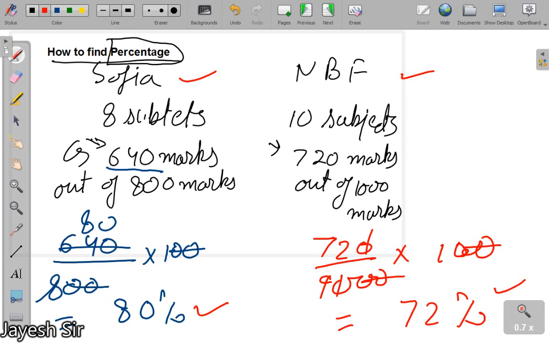Now we are clear that this girl from Sophia got 80% marks and the same class girl from NBF got 72% marks. Now we know that out of 100 marks, if the paper had been of 100 marks, this girl from Sophia would have gotten 80 marks, and the girl from NBF would have got 72 marks. Still we cannot compare them correctly because the papers in both schools are quite different. NBF paper tends to be much more difficult than the papers in Sophia. I'm saying that because I'm teaching you in NBF public school.